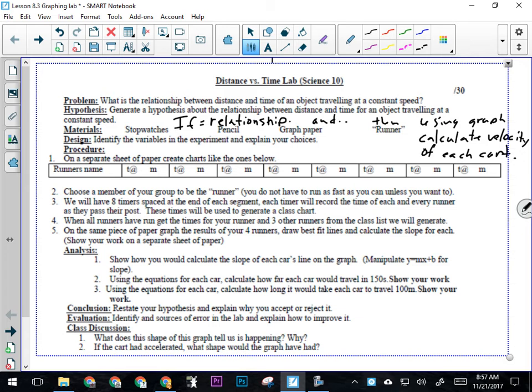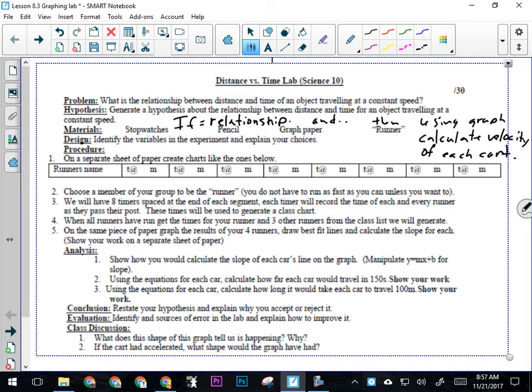Okay. Question number 2, using the equations for each car. Remember, Google Sheets spits those out for you, okay? For each car, calculate how far each car would travel in 150 seconds. Okay, we've gone over how you do that. In fact, there was an example where you did it yesterday, when you were working on those.